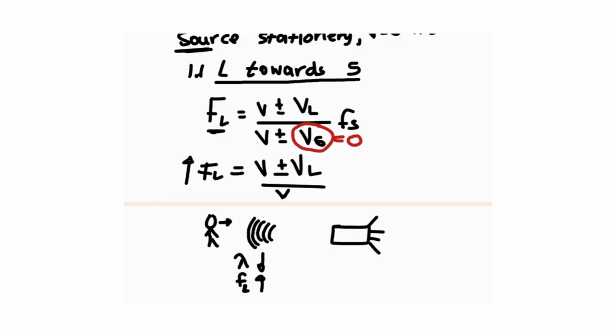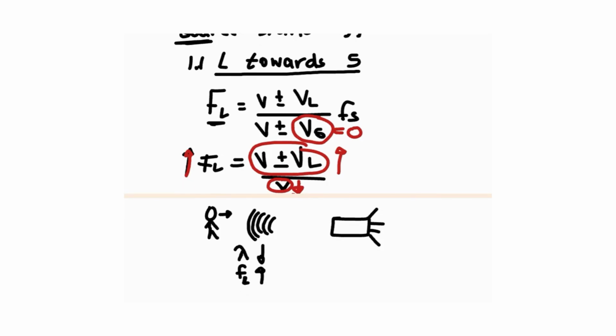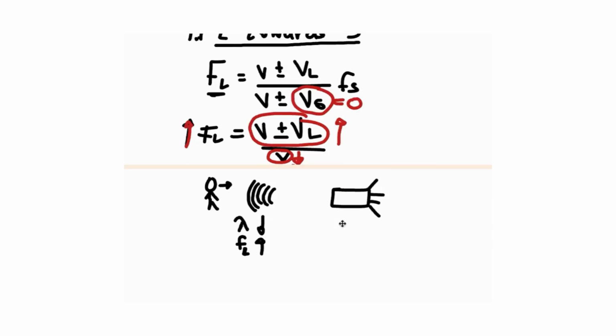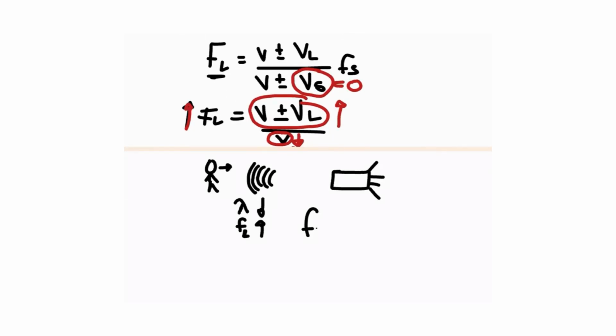If the frequency of the listener is increasing, this would mean that we expect the upper part there to be bigger, and the lower part to what? To decrease, to be smaller. And in order to have the upper part be bigger than the lower part, the upper part must be positive. So this would mean that our FL is going to be V plus VL over V.